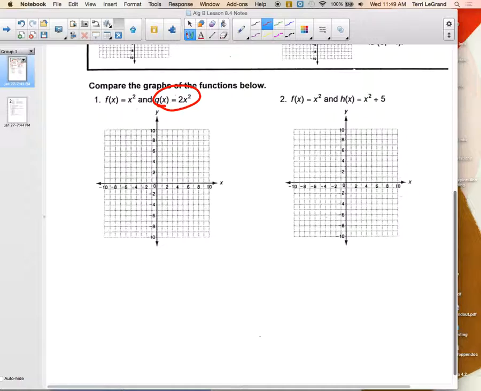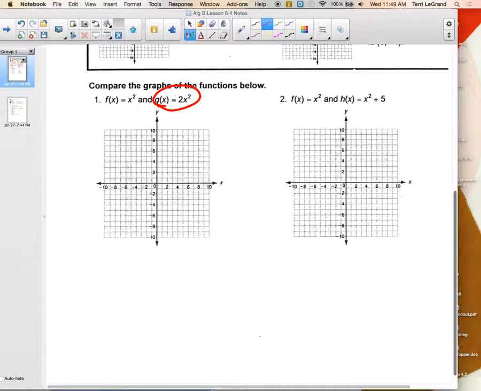Okay, and then I want you to make a decision. Which parabola do you think belongs to the parent function? And which one do you think belongs to the transformed one, the g of x one? Which one do you think is which? And then we gotta have some reasoning behind it.